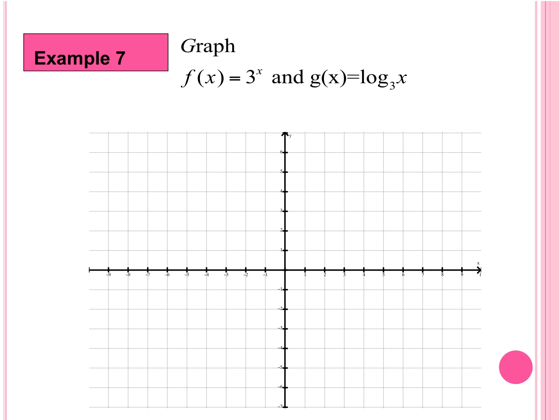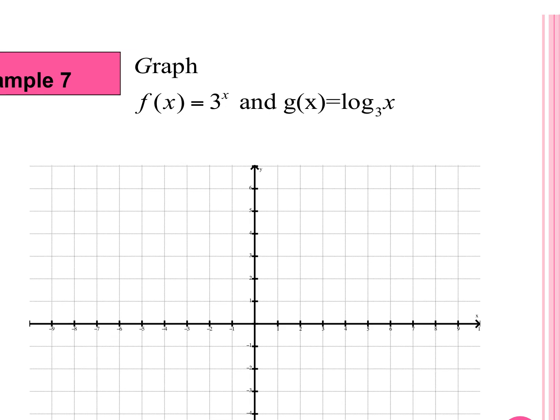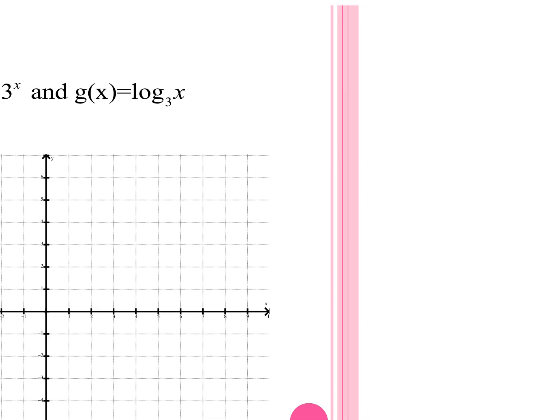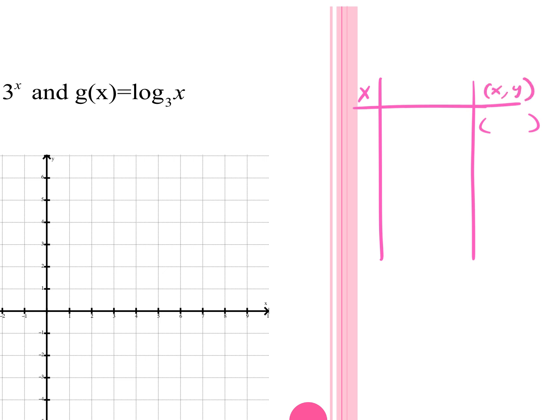So let's graph example 7. It says to graph 3 to the power of x and log base 3 of x. Well, these are inverses of each other. So I'm going to graph the exponential function first, and then I'll just switch my x and y's to graph our log function. For our exponential function, I'm going to plug in values for x. We're going to plot some points, and we'll get points, x comma y.